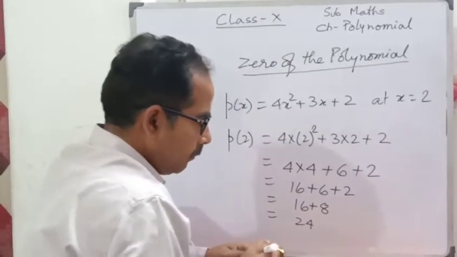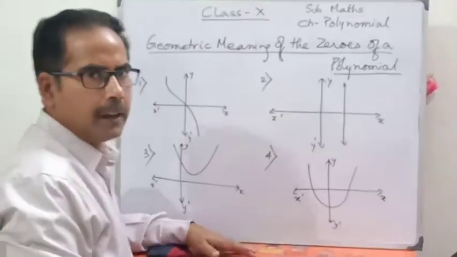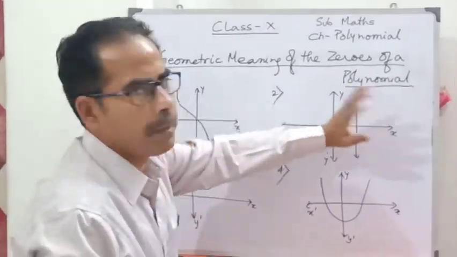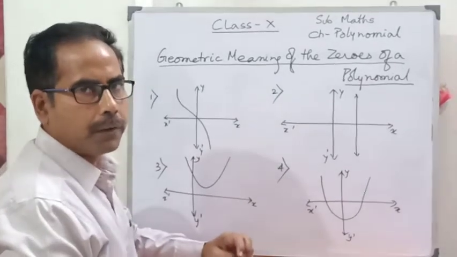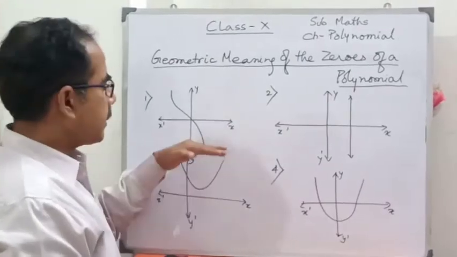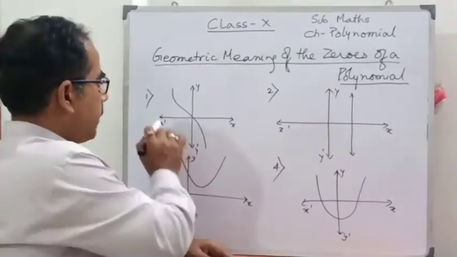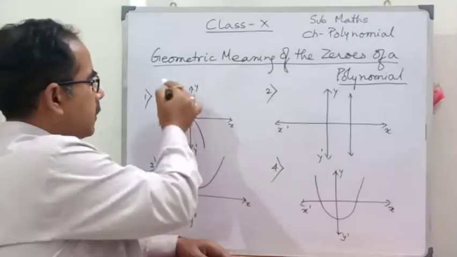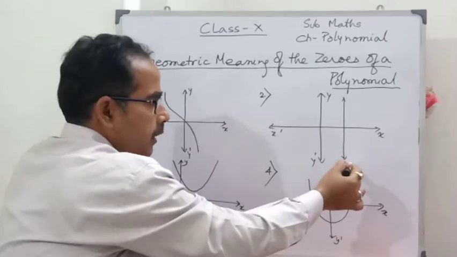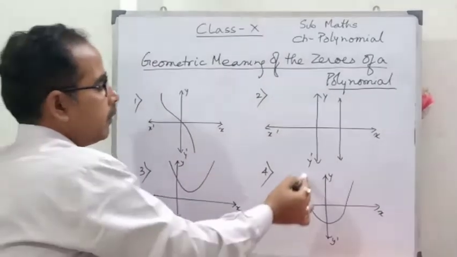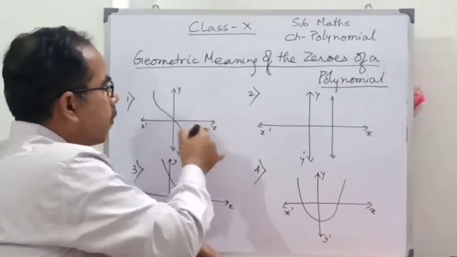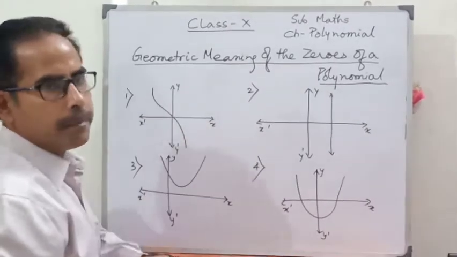Now after that, let us start the geometric meaning of the zeros of the polynomial. This is very much important. Geometric meaning. So look here. I have drawn some figure over the x-axis and y-axis. You know very well, this is the x-axis and this is the y-axis. This is the plotted graph. Now we have to say which type of polynomial it represents here.